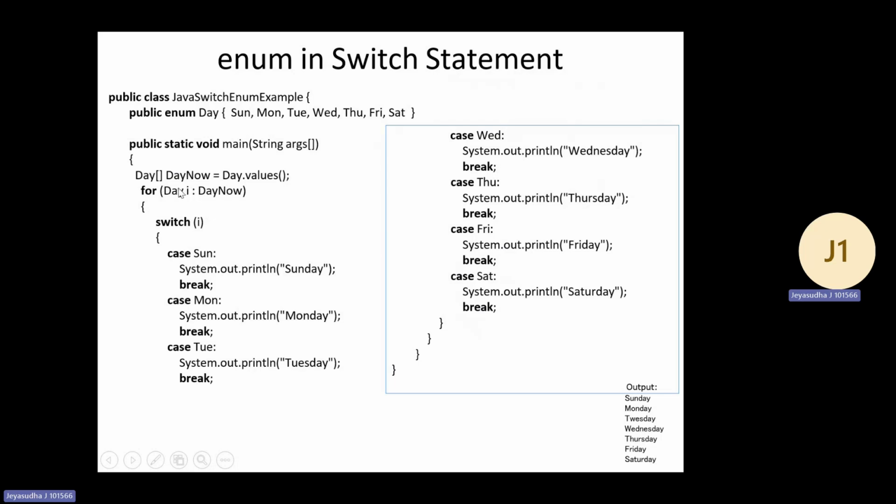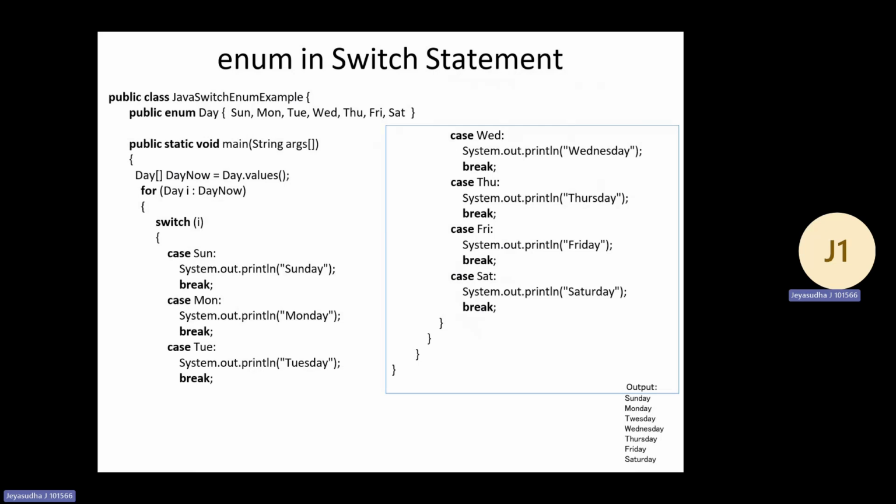This day represents the data type Day, so it will become a specific data type. I'm starting with a variable name i and colon day now. Day now will have all the set of values that is available here. I'll take one value and print it, then another, till all the values have been exhausted. It is starting with Sunday, Monday, Tuesday, and all of these have been printed.